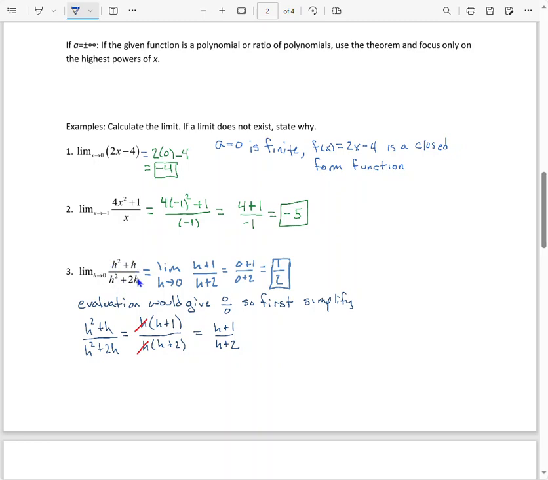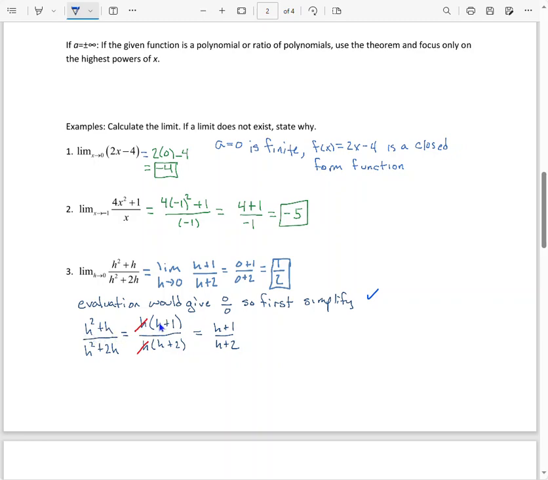Now, the limit as h approaches 0 of h squared plus h over h squared plus 2h. Notice how there's an h everywhere, and if h is 0, this whole thing would give 0 over 0. So I'm going to simplify first. I take my expression, h squared plus h over h squared plus 2h. I factor an h out, right? Both terms have an h in common.